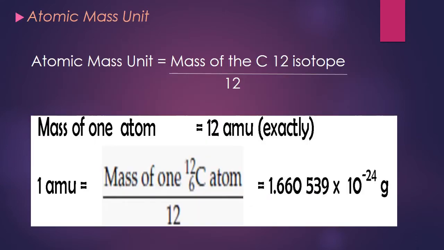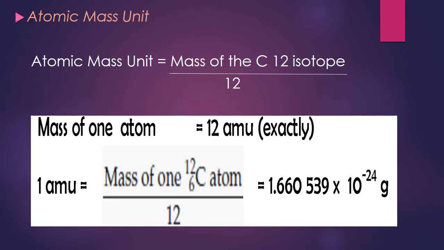Likewise, scientists use the mass of C12, the carbon-12 isotope, to measure the mass of other atoms. The reason to use the carbon-12 isotope is that it's commonly found and it's stable. So they defined a unit called the atomic mass unit. It is the mass of the carbon-12 isotope divided by 12. So the amount we get is 1.66 × 10^-24 grams.